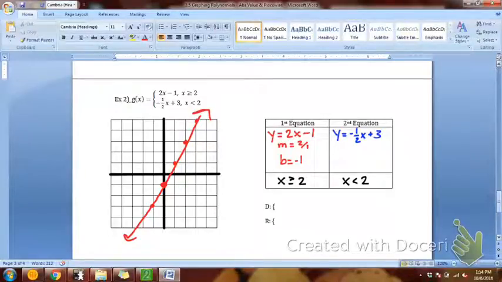Okay, let's graph the second one now. So our M is -1/2. Our B is 3. If you want to use a highlighter for your boundary line, sometimes that's helpful. You may use a highlighter for the boundary line. You can come grab one of mine if you need to. Up 3, down 1, and over 2.